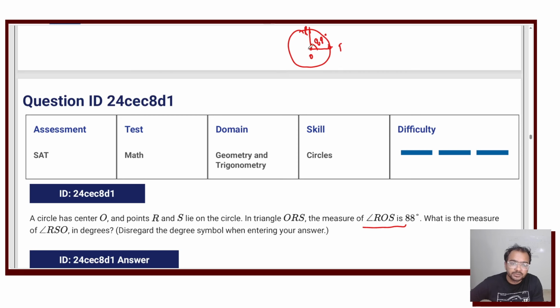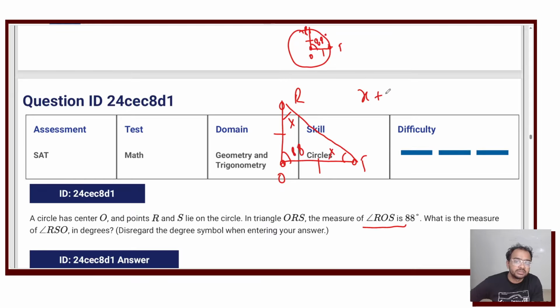So in this triangle, this is R, this is S, and this is O. RO and OS will be equal. They are the radii of the same circle. So if you have two sides equal, then two angles will also be equal. So if this is x, that will also be x.